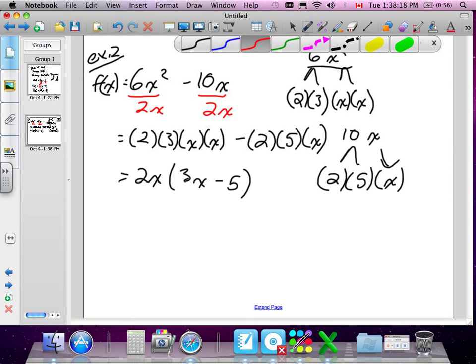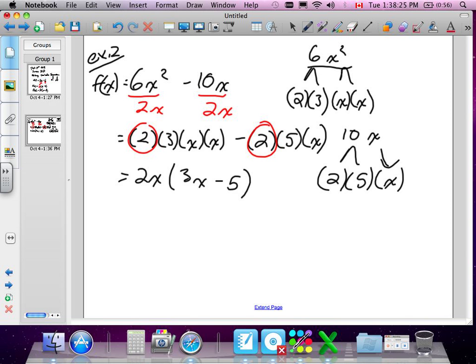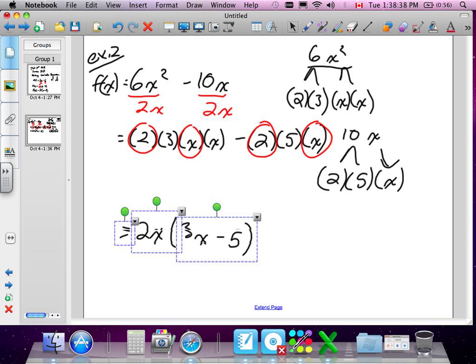Now what you can do to solve this now is you take out common numbers. So if I look, there's a 2 in both of these. So I'm going to be taking that to the outside. And there's an x in both of these. So I'm going to be taking that to the outside. I'm going to move this down. Let's try that again. There you go.